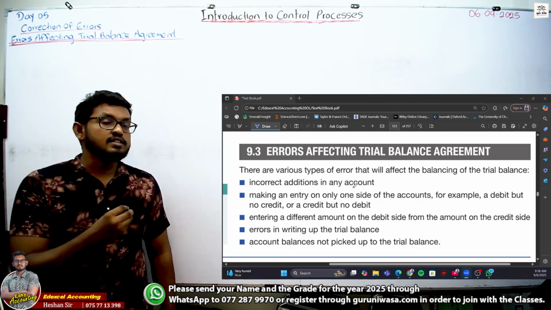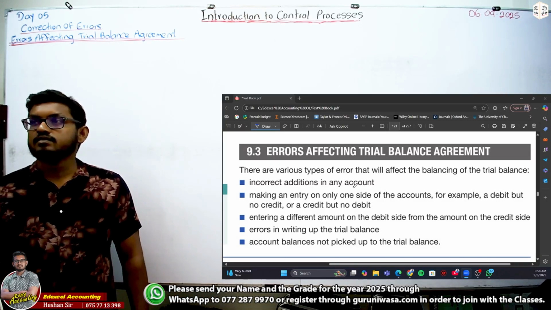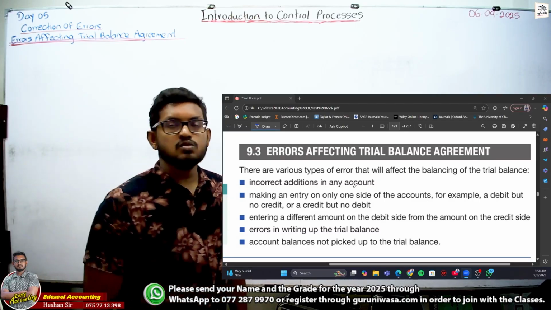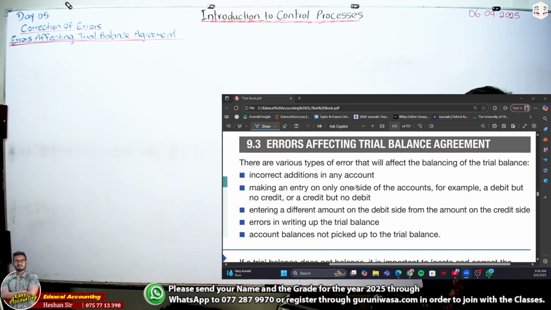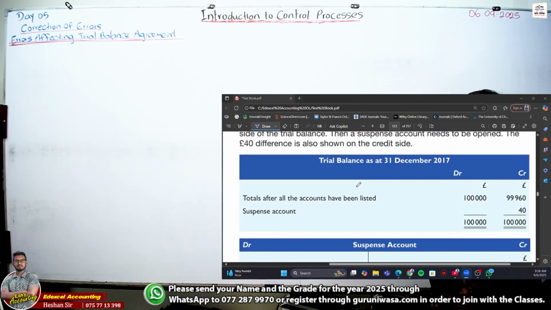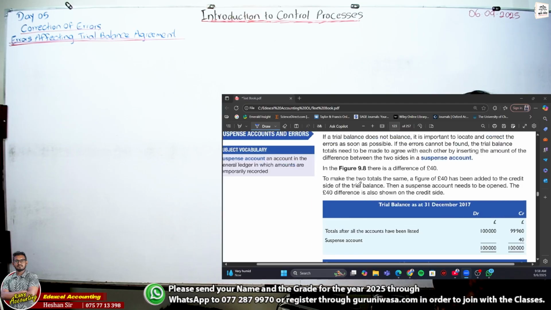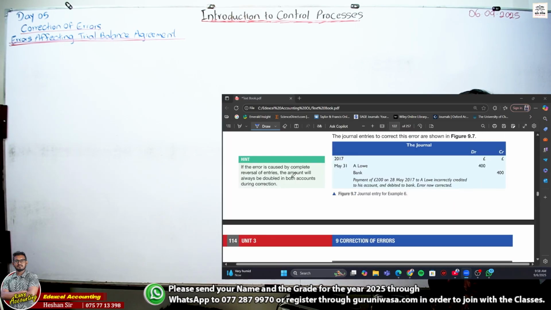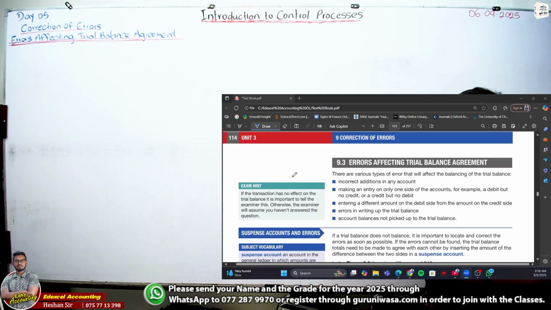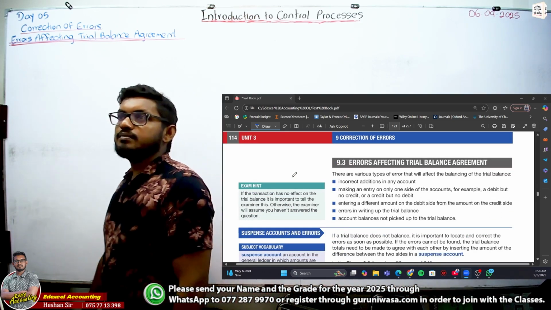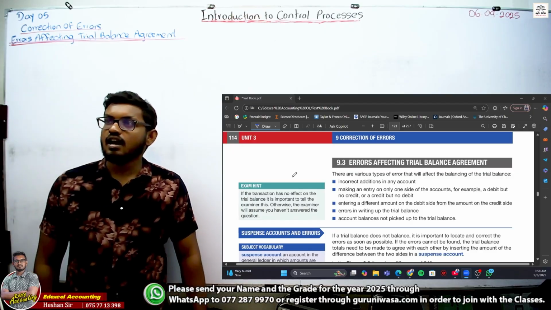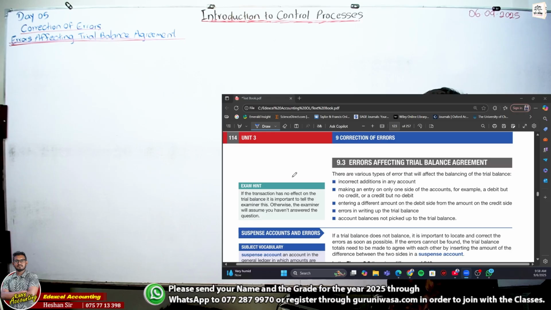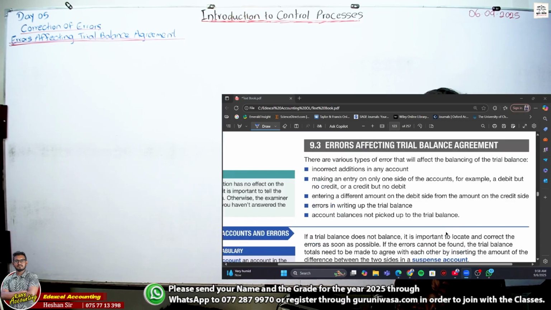Errors in writing up the trial balance, which means when we are preparing the trial balance, we recorded an incorrect value or did not record it. Account balance not picked up to the trial balance, so it is not recorded in the trial balance. Now there's an exam tip here. If the transaction has no effect on the trial balance, it is important to tell the examiner this. Otherwise, the examiner will assume you haven't answered the question. So, what are the things? Let's see.